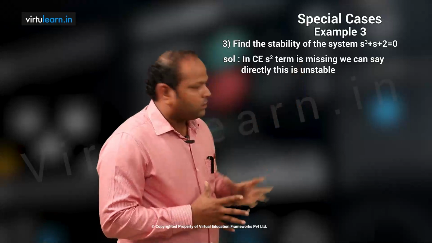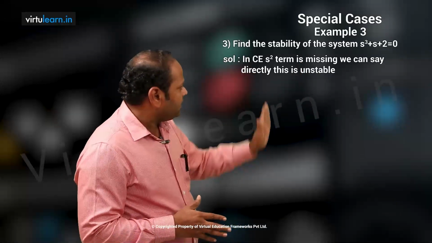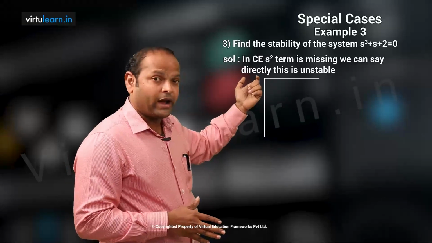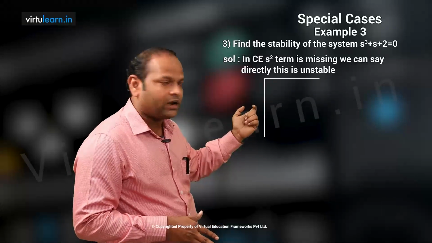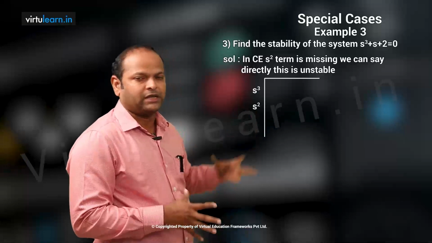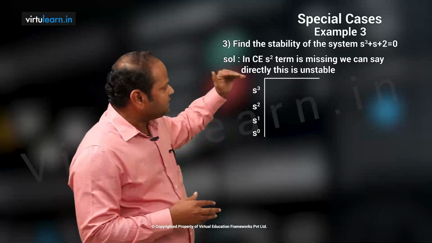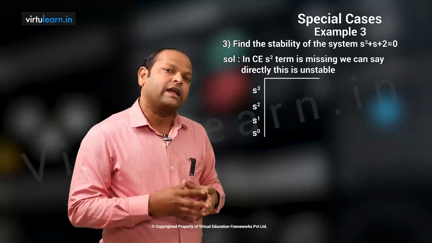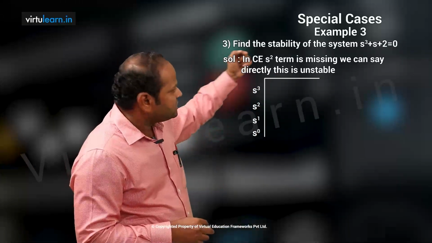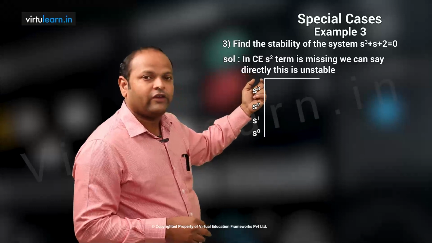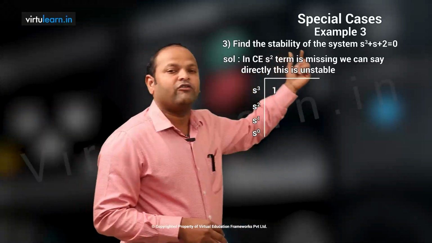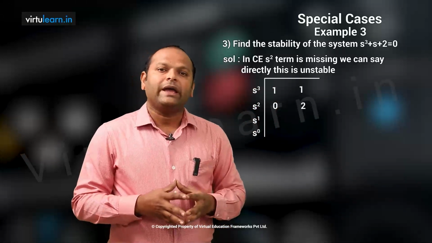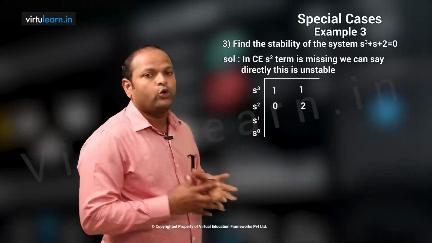Now when you take the Routh array, we have s cube, the highest degree, and s square, s power 1 and s power 0. Very simple example. So you fill the s cube and s square rows with the help of the coefficients of the characteristic equation, which goes 1, and for s square we don't have it, therefore that is 0. Then we have 1 and 2. So 1, 1, 0, 2 are the elements of the first two rows.